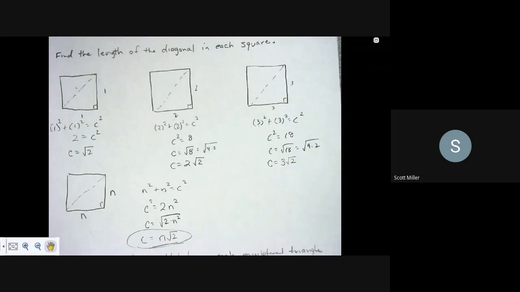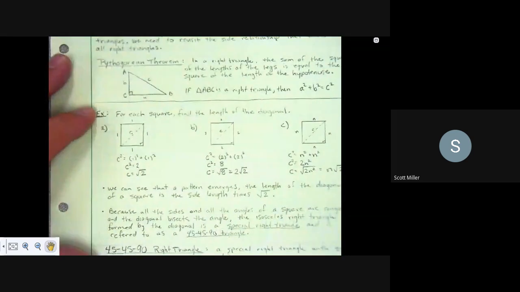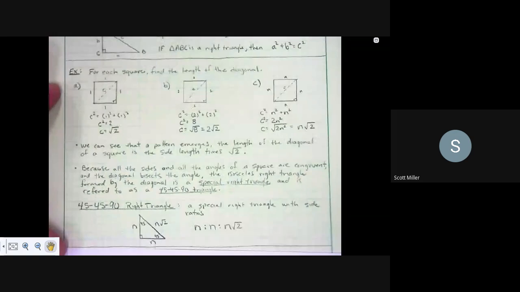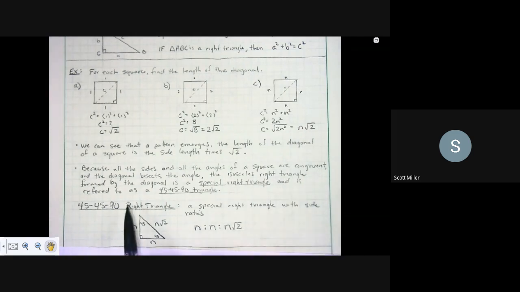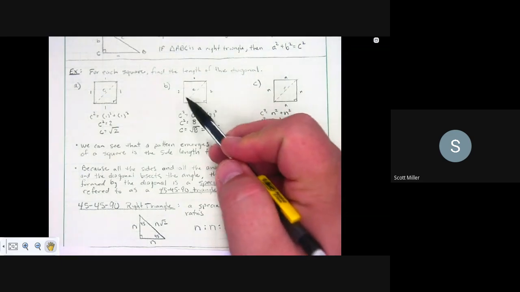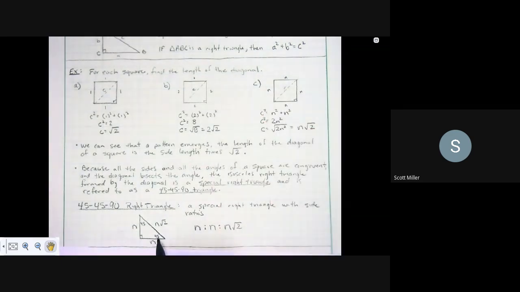Okay, so let's take a look and see what we just discovered here. You can see that I've already done it over here. The pattern emerges that the length of the diagonal of a square is the side length times the square root of 2. Because all the sides and all the angles of a square are congruent and the diagonal bisects the angle, the isosceles right triangle formed by this diagonal is a special right triangle and is referred to as a 45, 45, 90 triangle, because the diagonal bisects this 90-degree angle, creating a 45-degree angle.